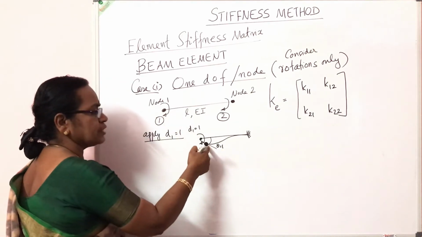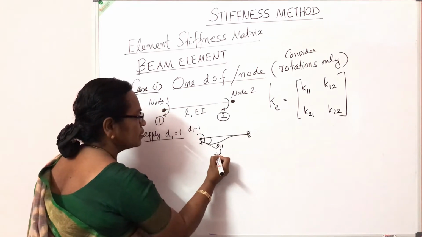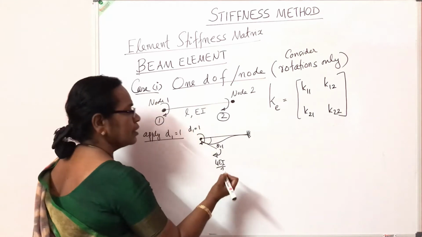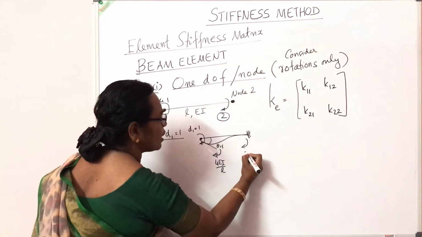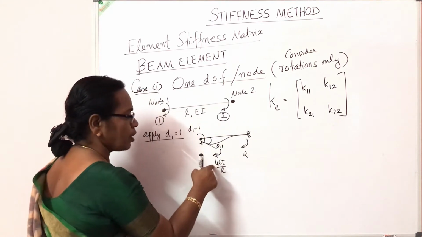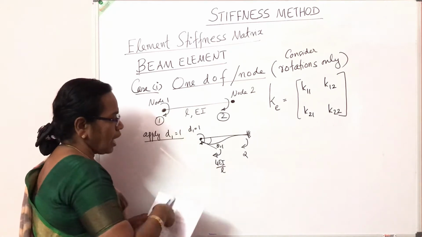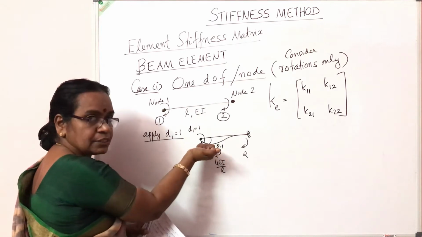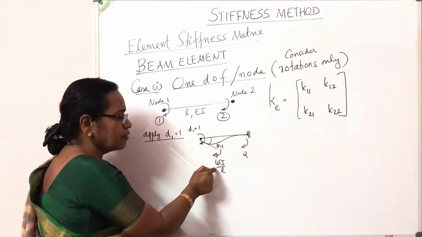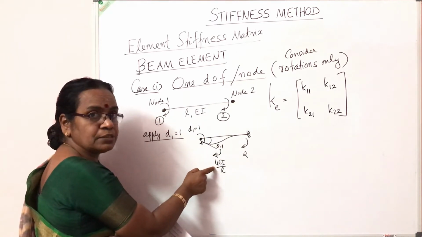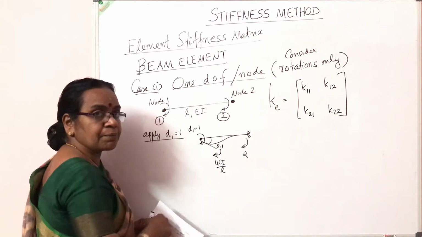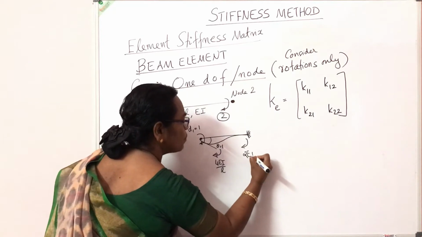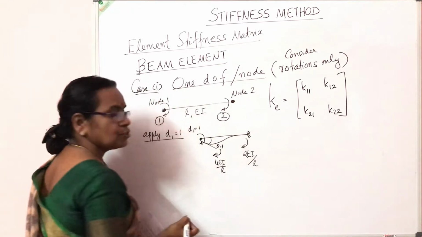When we give unit rotation here, what is the moment developed here? The moment developed here is, as we have seen earlier, 4EI by L. This is the near end, the point where the rotation is applied. When we have to rotate this, we have to apply some moment in order to rotate it. Due to this rotation, the force induced at node 1 is 4EI by L. And at the far end, half is carried over. So the moment at the far end is 2EI by L.